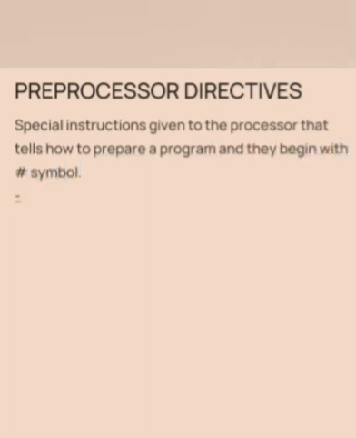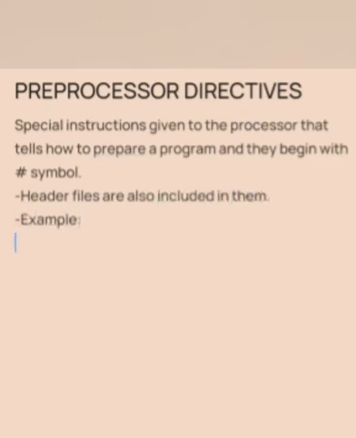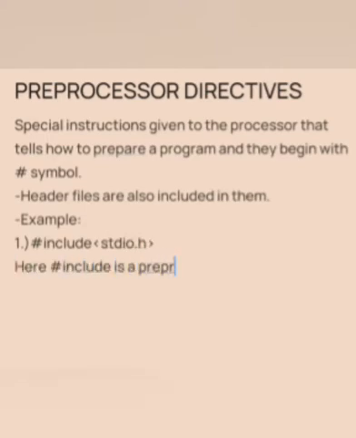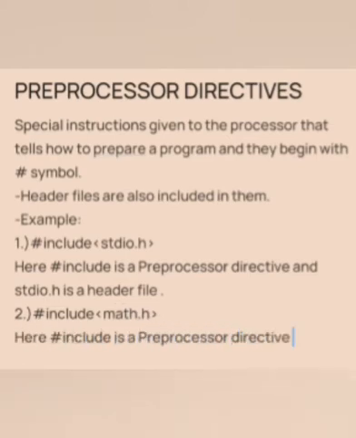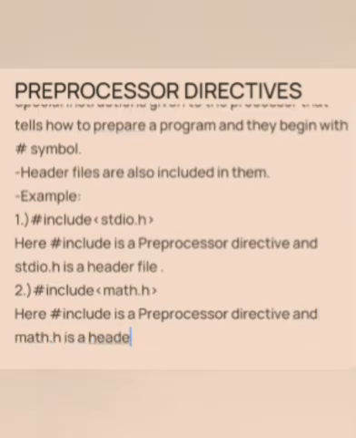Header files are also included in them and are written in angular brackets. Now let's see the example of the same. Our first example is hash include angular bracket stdio.h. Here, hash include is a preprocessor directive and stdio.h is a header file which has all the statements of input and output. Our second example is hash include angular bracket math.h. Here hash include is a preprocessor directive and math.h is a header file which includes all the functions of maths.